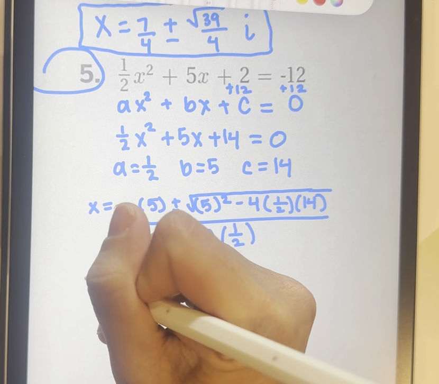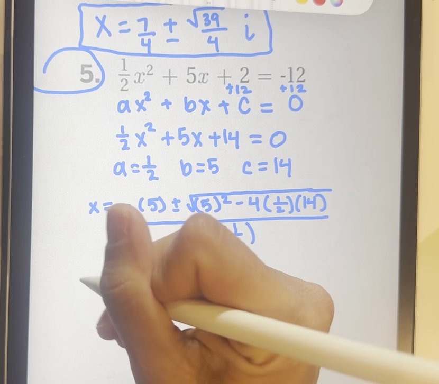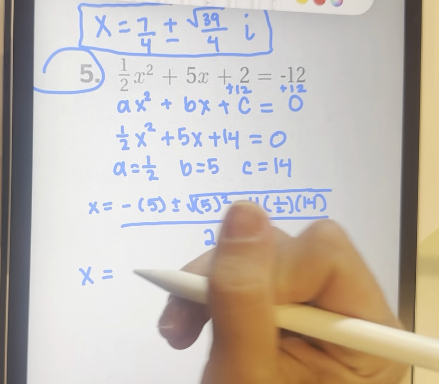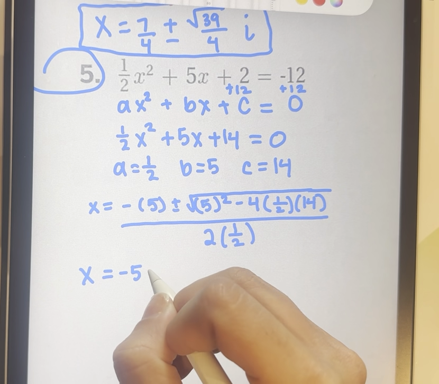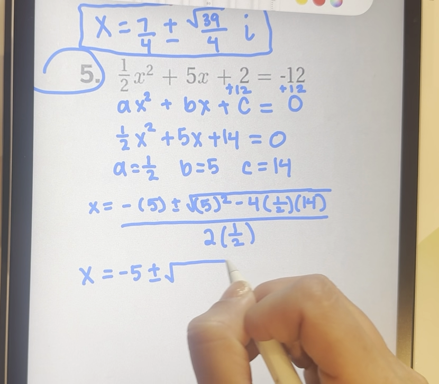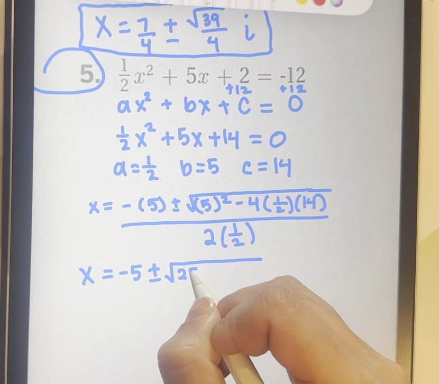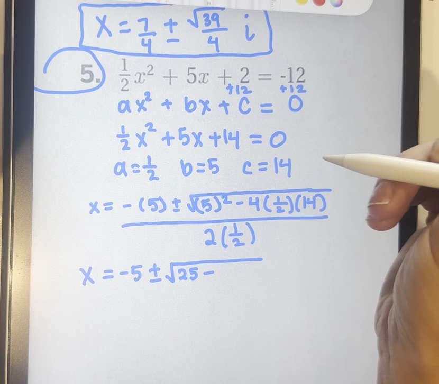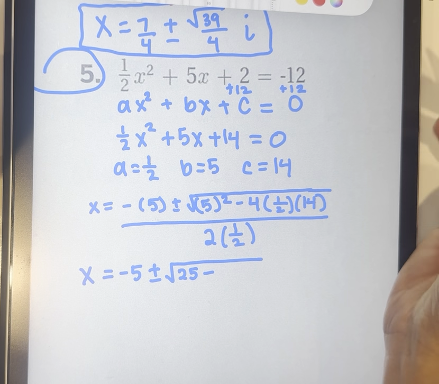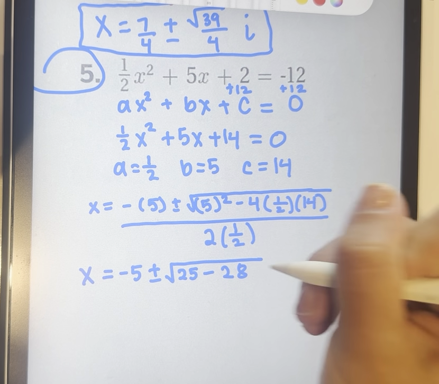We're going to follow the steps, you guys. The rules of math, we don't change them for funny looking, okay? We're going to keep going here. This is negative 5 plus or minus the square root of 25 minus, okay, here we go, 4 times 1/2, that's half of 4, which is 2, times 14, 28. Oh man, that wasn't scary at all.